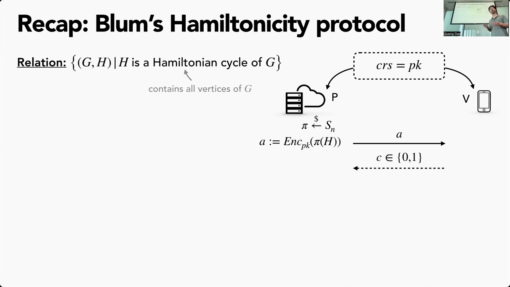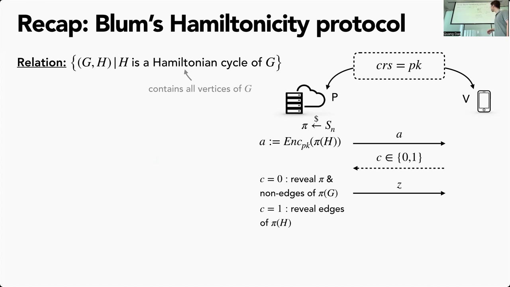And then depending on the challenge, the prover is going to do one of two things. Okay, so if C is 0, then it's going to reveal the permutation pi and the non-edges of pi applied to G. So essentially, you have G, you have H, which is a subgraph, and you want to reveal everything that is not part of H. And then when C equals 1, you reveal H itself, well, up to this random permutation.